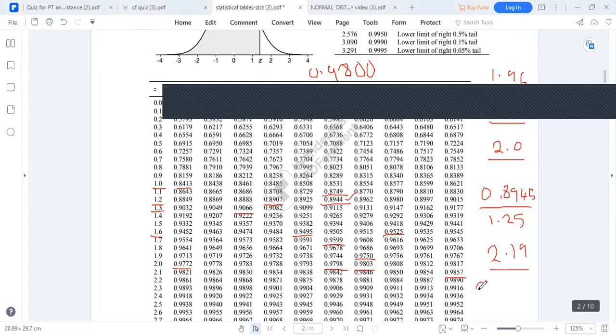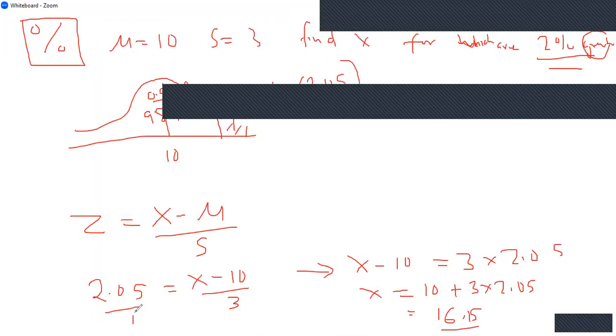Now here we're being asked to find 98%, 0.9800. So we look for 0.9800. In this case, we found ourselves closest to which one? 2.05. So we picked this one here, 0.9798. So this is as good as 98%. So we get 2.0 and 0.05. That is where the Z is coming from, this 2.05.